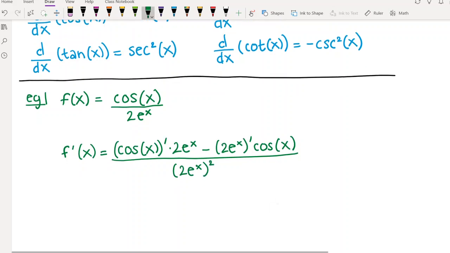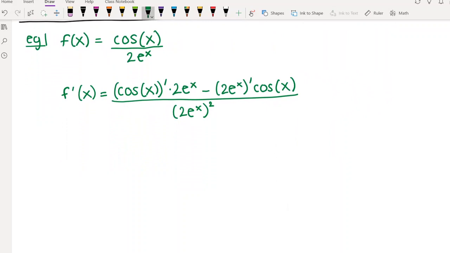Okay, so let's go in and actually take these derivatives. The derivative of cosine we saw in the last video was negative sine of x. And then we're multiplying that with 2e to the x. And then the derivative of 2 times e to the x is still 2 times e to the x, right? Because the derivative of e to the x is e to the x. And then that 2 just comes along for the ride.